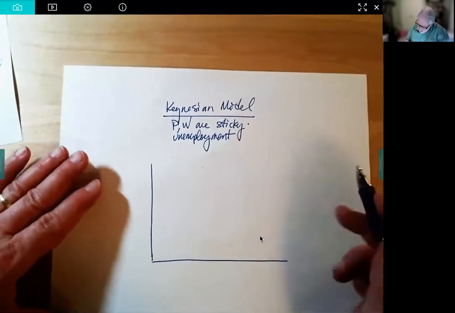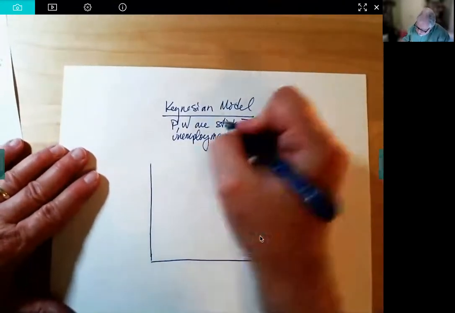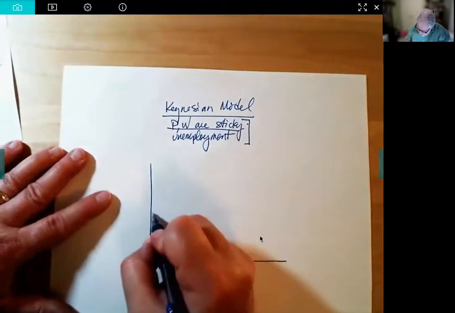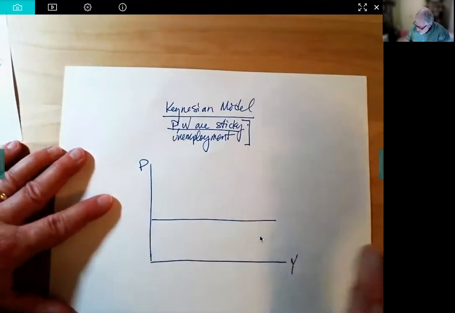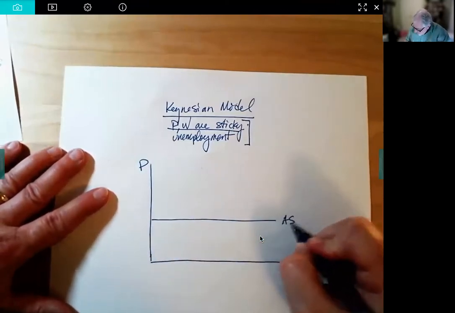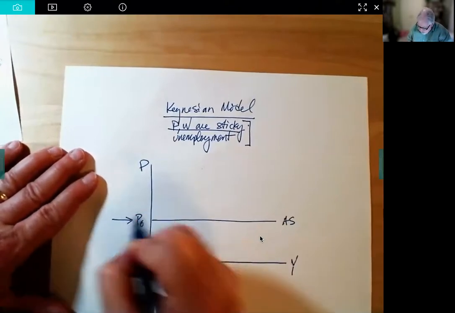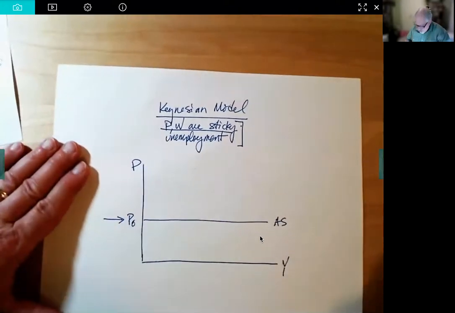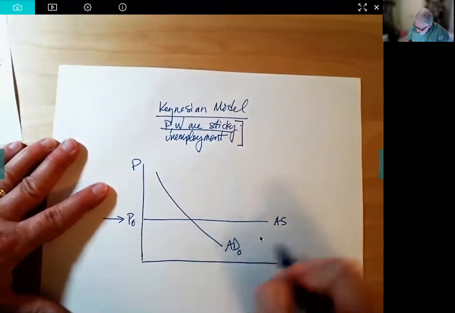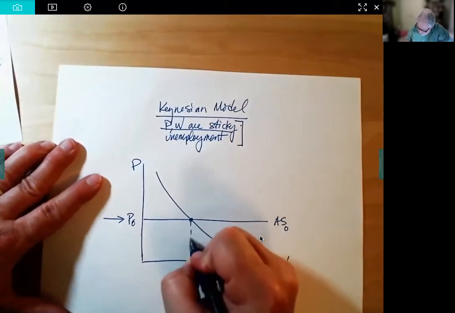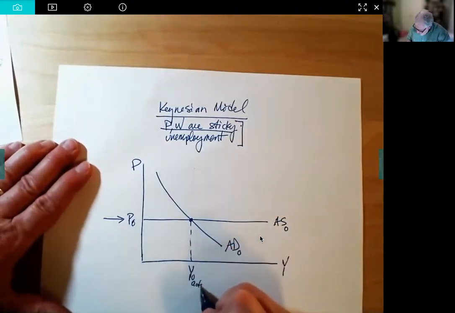And so his model, what he did is just change the assumptions, right? He said, what if prices and wages are sticky? Well, in that case, in the aggregate demand, aggregate supply model, the aggregate supply curve, instead of being vertical, is exactly the opposite. It's horizontal. And so prices are sticky at that price level in the economy. We have the aggregate demand, which looks the same, and aggregate demand and aggregate supply determine the actual level of real GDP.